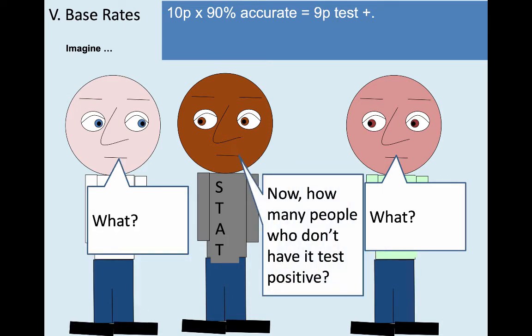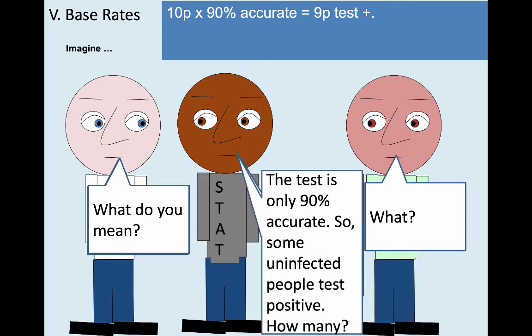And now the statistician says, now how many people who don't have the virus are going to test positive? And the doctor's like, what do you mean? And the statistician says, well, look, the test is only 90% accurate.